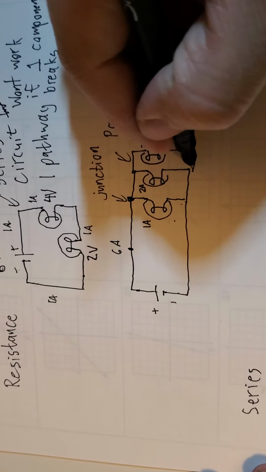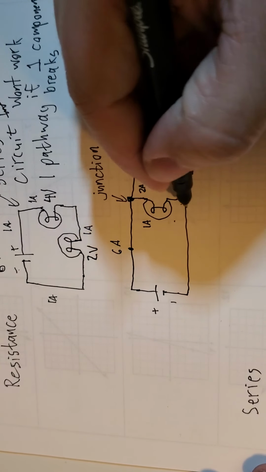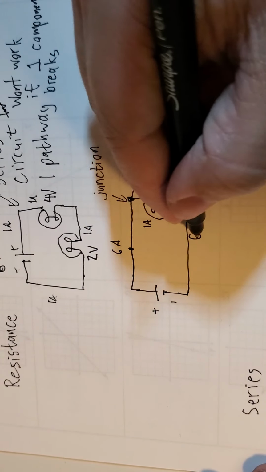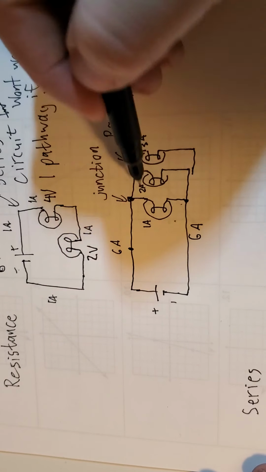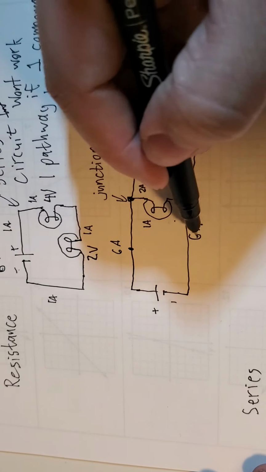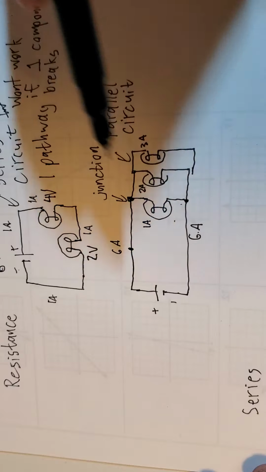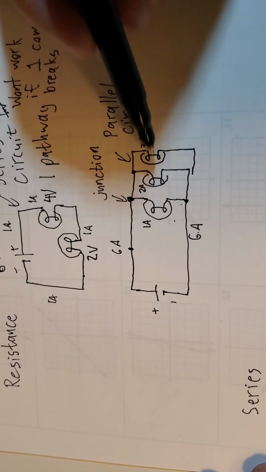At the end, once they all come back together, right, they all come back together over here, you'll see that you have 6 amps again. So you have 6 before you go into the junction, 6 after you go out of the junction, but in between they're going to get broken up, okay?